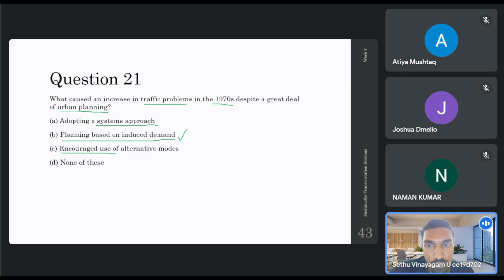Whereas if alternative modes were encouraged, like going for public transit, that would also reduce the problem, right? Because that will reduce the number of private vehicles, so it will reduce the congestion, pollution, and so on. So that actually was not done in the 70s, right? Actually more people moved towards private vehicles. So the right option is B.